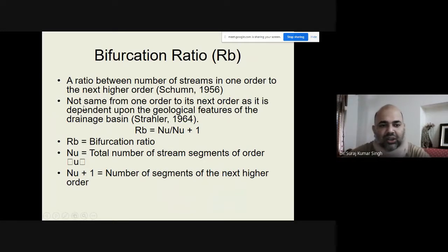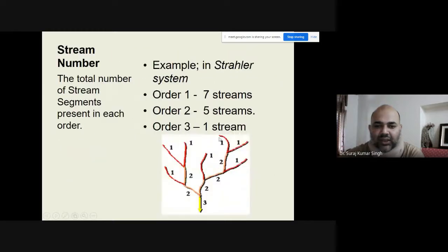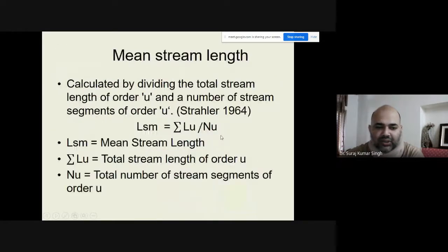It is not the same from one order to the next order, and it depends on the geological features of the drainage basin. So what is the formula adopted for the bifurcation ratio? That is the total number of stream segments of an order X divided by the number of segments of the next higher order. Like the total number of streams, we will go again 7 by 5, 5 by 1. Getting it?